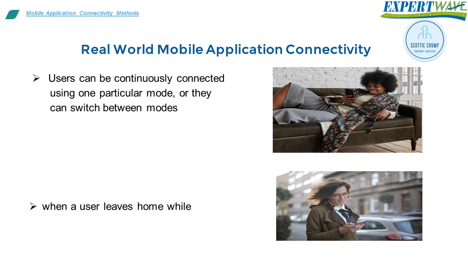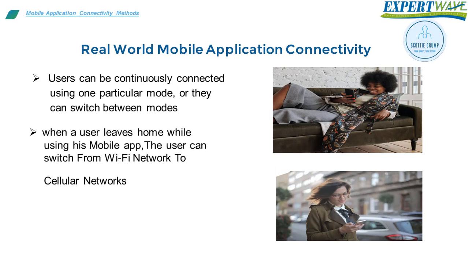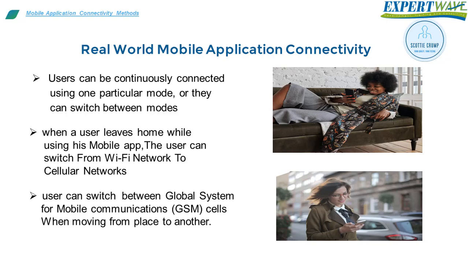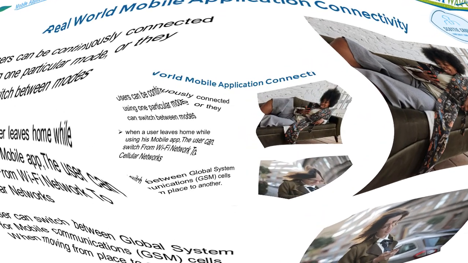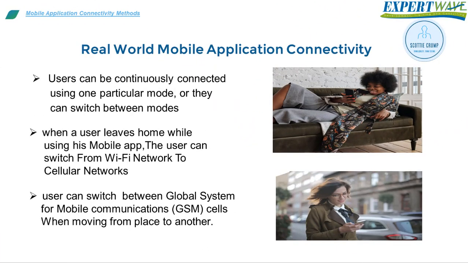In real-world usage, connectivity methods differ. Users can be continuously connected using one particular mode, or they can switch between modes, such as from Wi-Fi to cellular. For example, when a user leaves home while using the app, the user can switch between various Wi-Fi and cellular networks and versions, as well as between global system for mobile communication cells, the most popular cell phone technology for wireless communication.